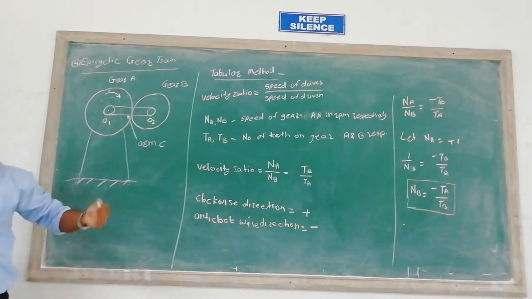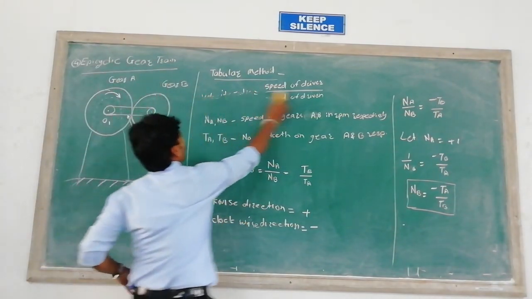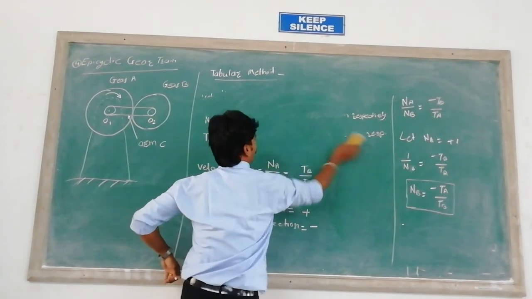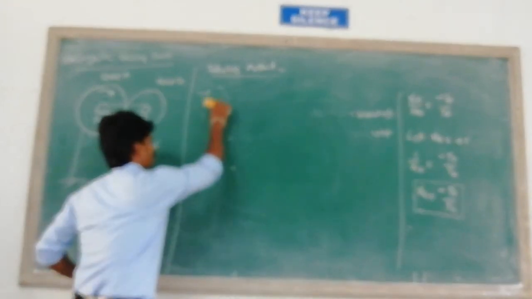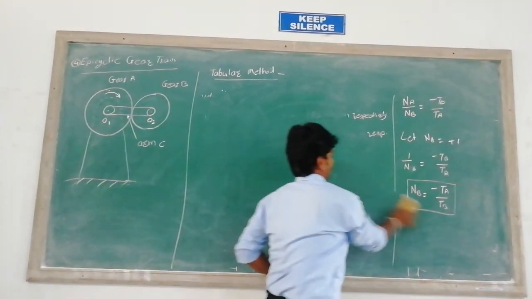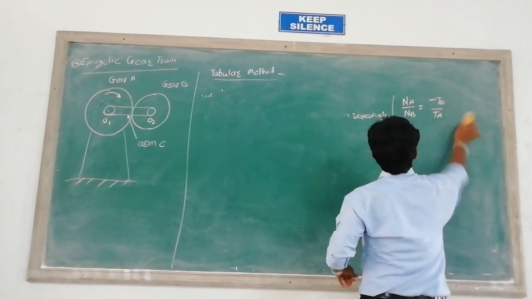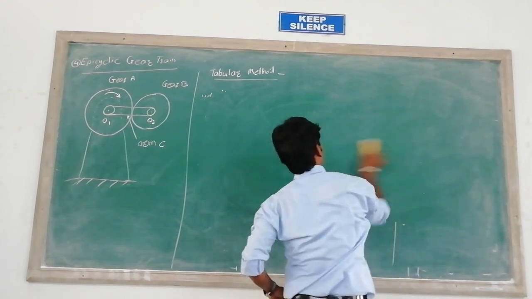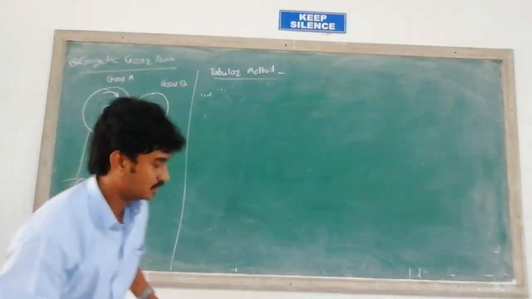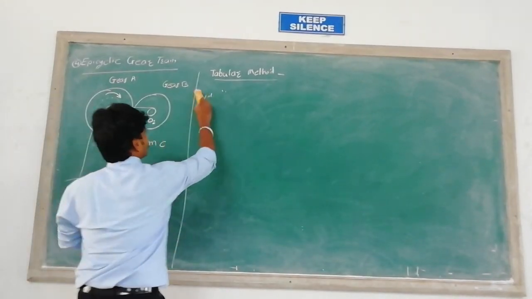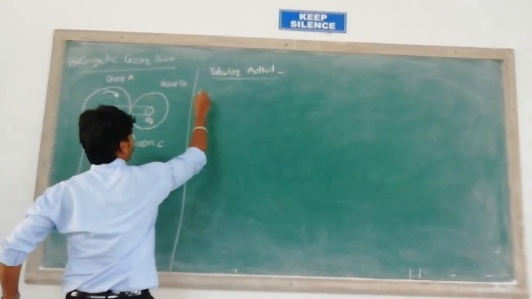So we will start with the tabular method. The tabular method is used to find out the speed of the gears in a gear train and the direction of rotation of the gears in a gear train. To find this out, we have to make one table. The tabular method consists of a table. We will draw this table.